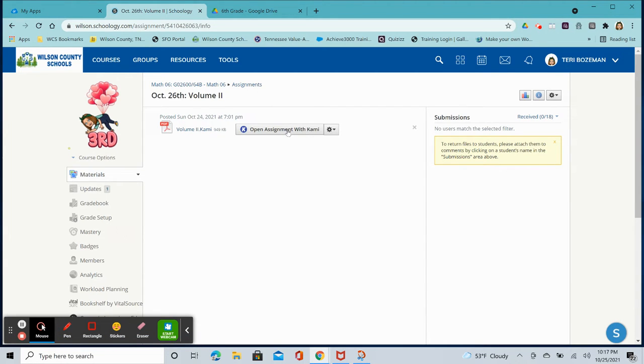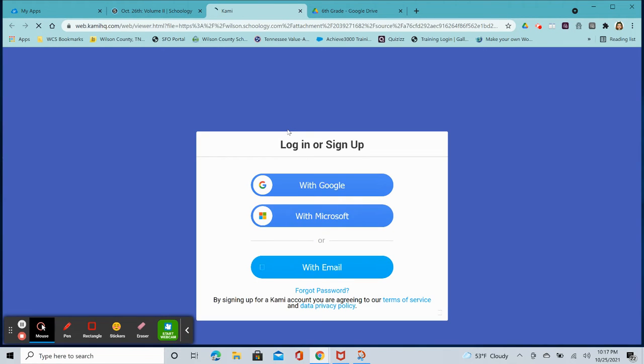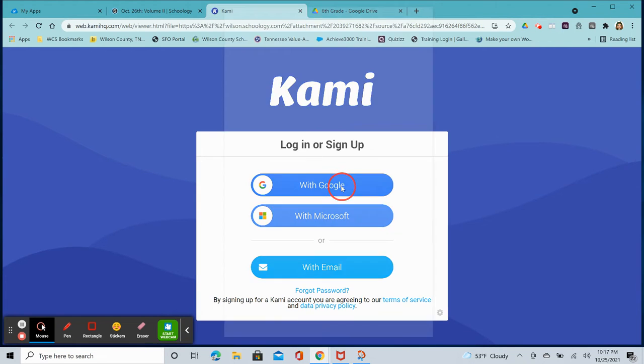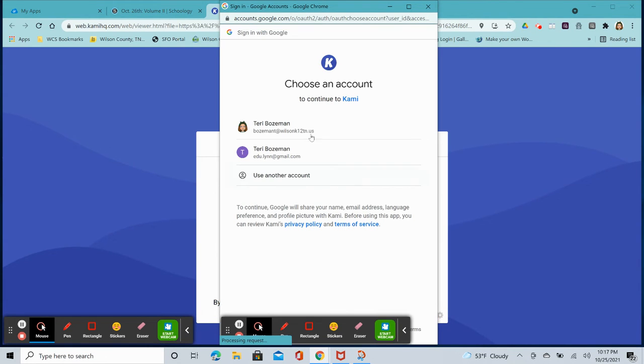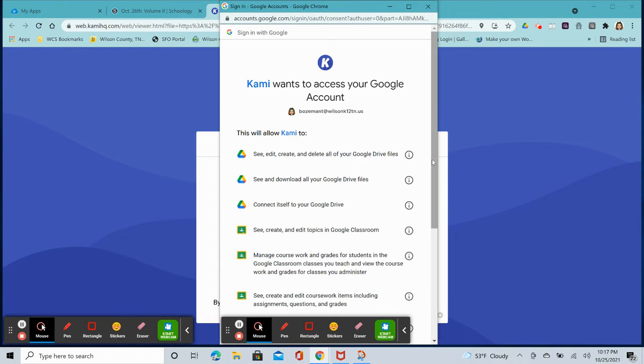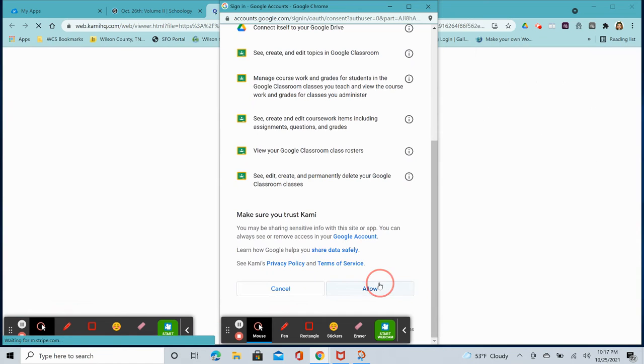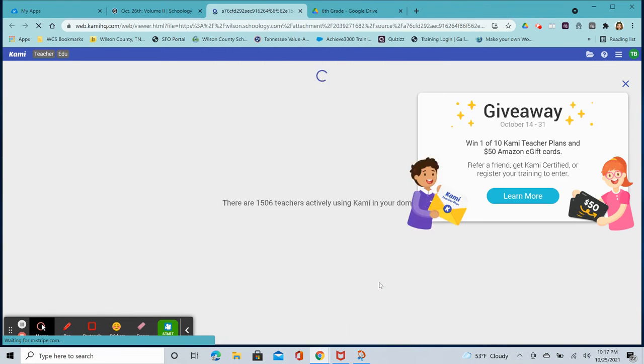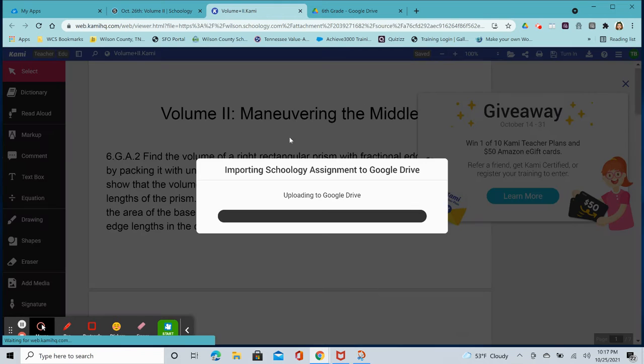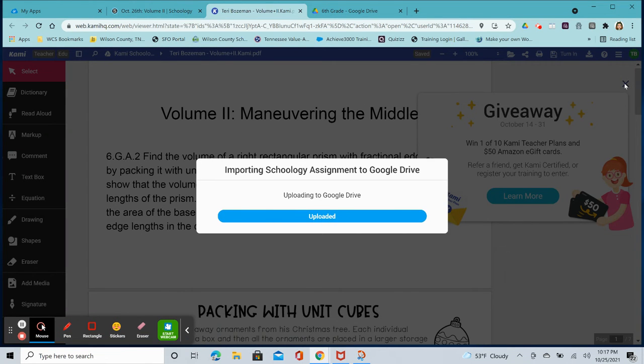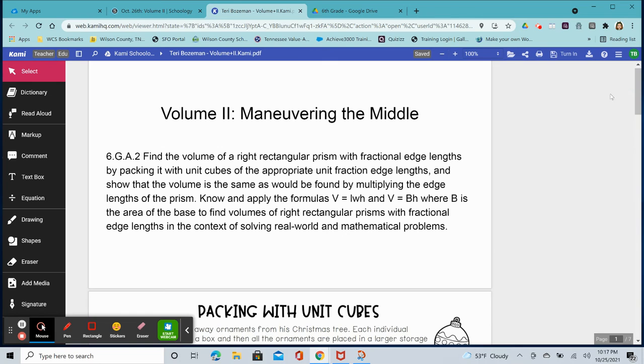Remember when we work with assignments on Schoology that we do open them with Kami? So when working with Kami, remember you can draw, add text boxes, equations, all kinds of things.